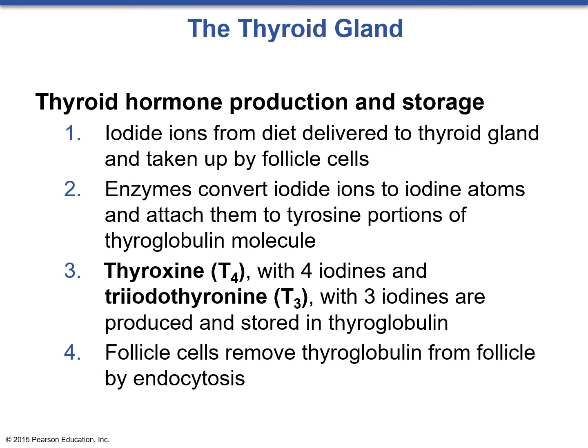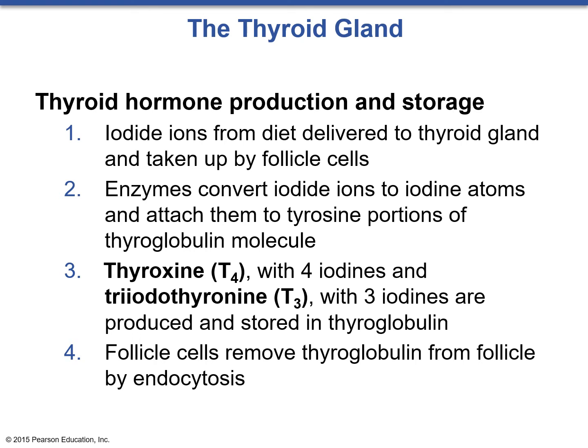So the primary function of the follicle is going to be to produce thyroid hormone. It does this through the amino acid tyrosine, which contains iodine. Iodine is actually only used in our body to make thyroid hormone. How does this happen? Well, it starts with the iodide ions from our diet that are delivered to the thyroid gland and taken up by the follicle cells.